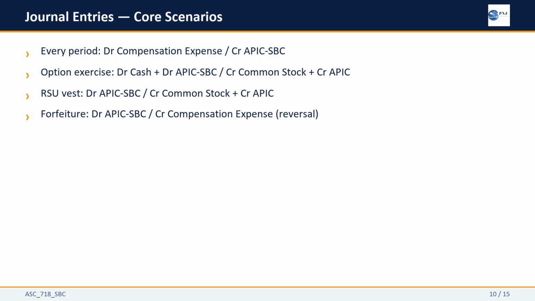When RSUs vest, APIC-SBC is debited and the shares are credited to common stock accounts, no cash, just a reclassification. When a forfeiture occurs, APIC-SBC is debited and compensation expense is credited, reducing expense in the reversal period. Vesting and exercise events are equity reclassifications, not new expense events. Expense was already recognized over the vesting period.